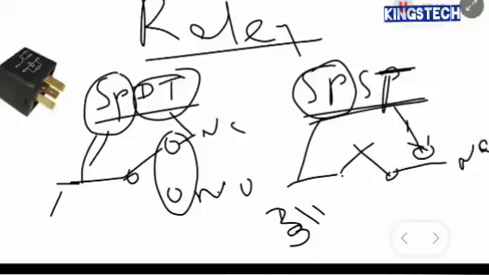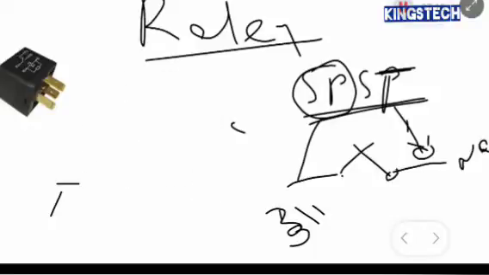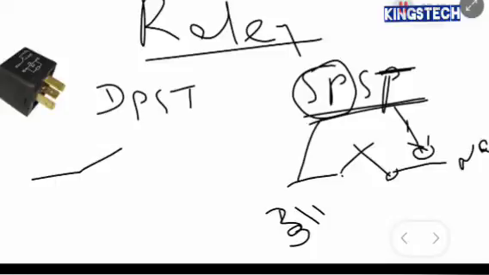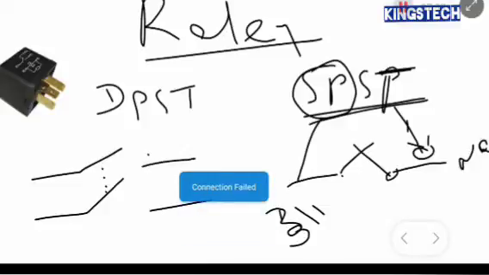And we still have a double, that is the DPST, double pole single throw. See how the contact of this one looks like. That is double pole single throw.